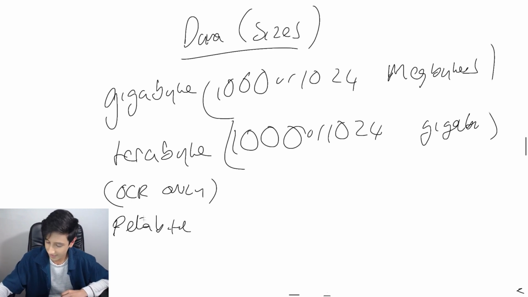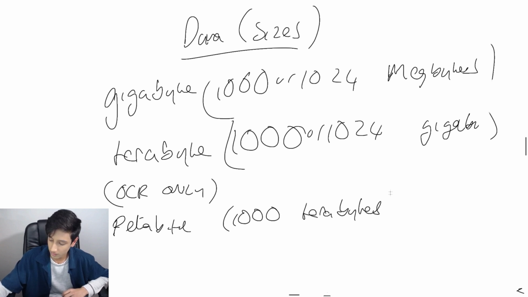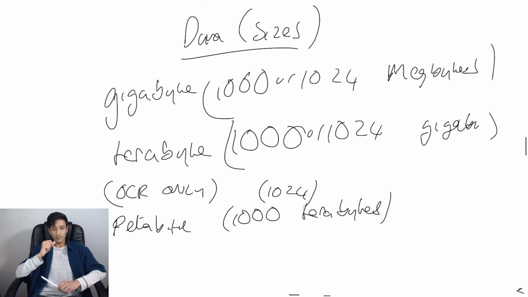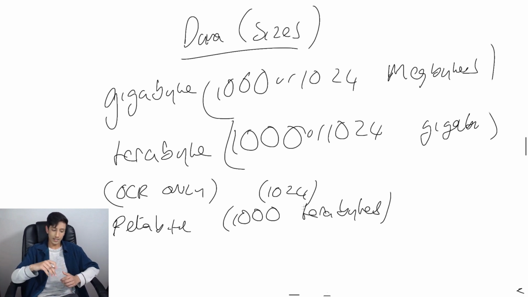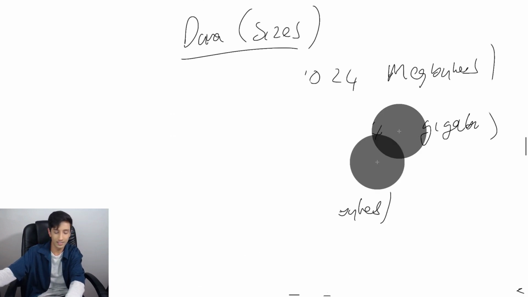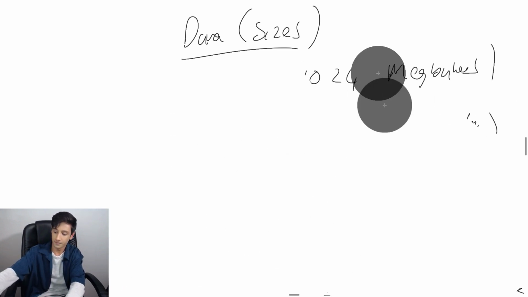A petabyte is 1000 terabytes, or 1024. So those are the data sizes. Normally we measure everything in gigabytes anyway, but that's what you want to know.